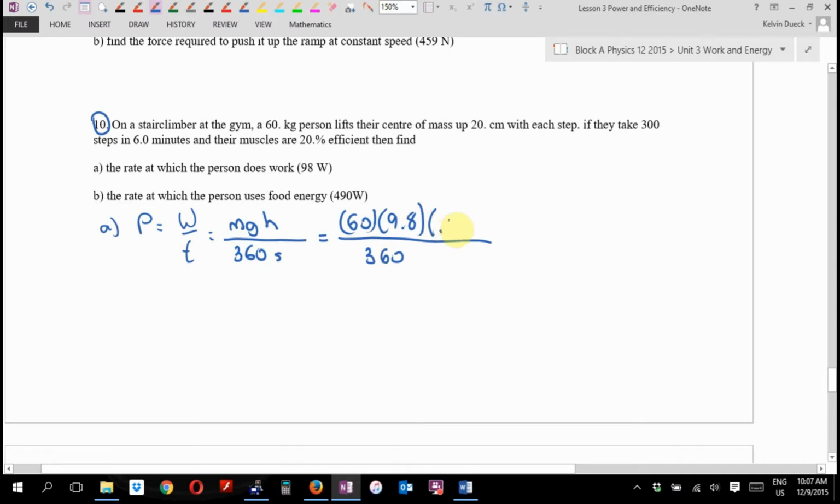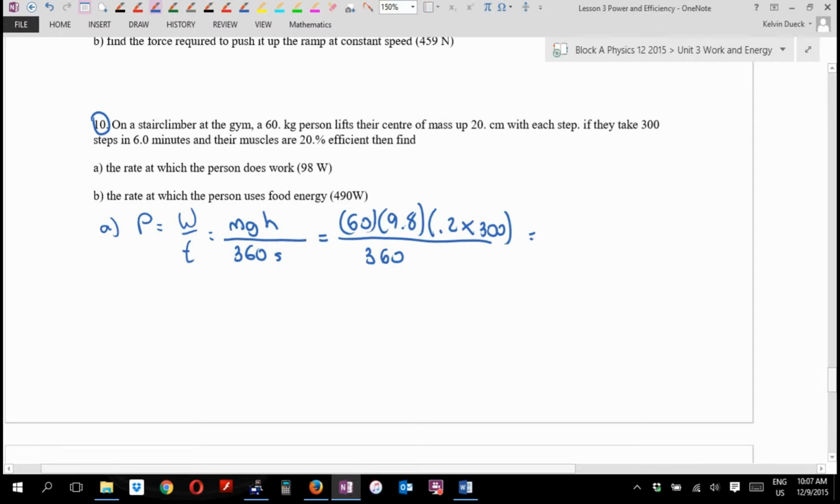Well, it seems to me each stair is 20 centimeters, 0.2. But how many stairs do I climb in that 6 minutes? I think that's my total height. You okay with that? And apparently that's going to work out to 98 watts. I don't know. I'll let you crunch the numbers.